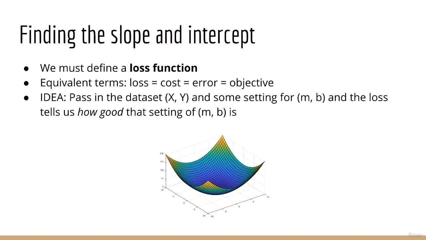The basic idea is this. If we pass in our data set x and y, along with some setting of m and b, the loss function will tell us how good that setting of m and b is. Let's see how.